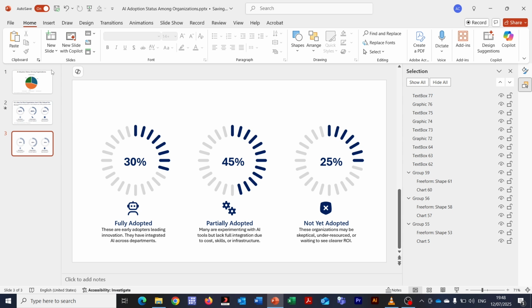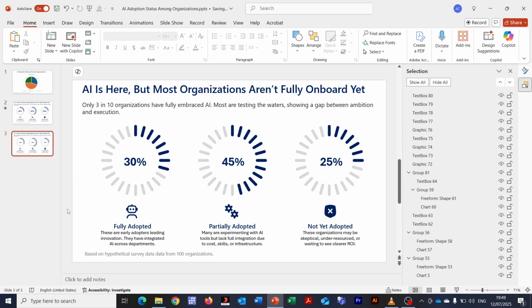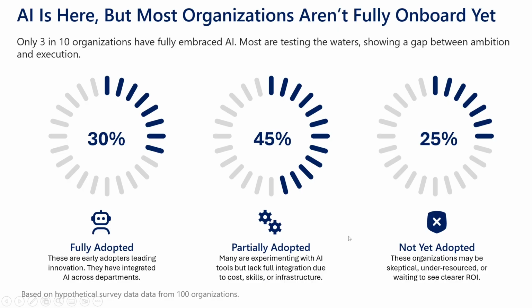Let's finish off the slide by including a descriptive title, something that is more insightful than AI adoption rates. As a best practice, I'll include the data source at the bottom just to keep things credible. And there you have it. I hope this makeover inspires you to rethink how you present your data.